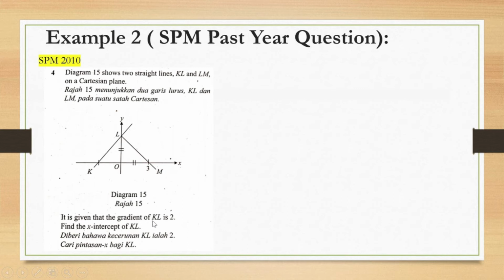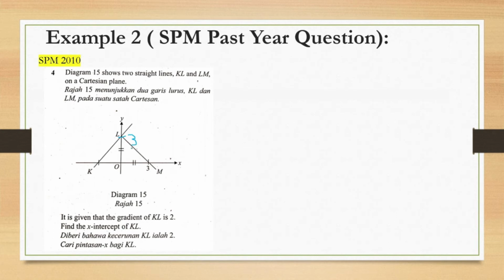It's given that the gradient of KL is 2, and then we need to find the x-intercept of KL. Okay, so from this Cartesian plane, we can know that the length of here is the same as here. So the length of here is 3, so definitely here will also equal 3. Okay, so now we know the y-intercept is equal to 3.